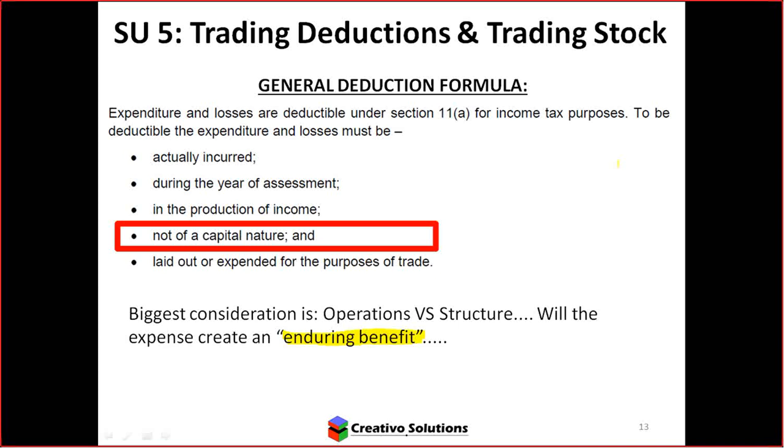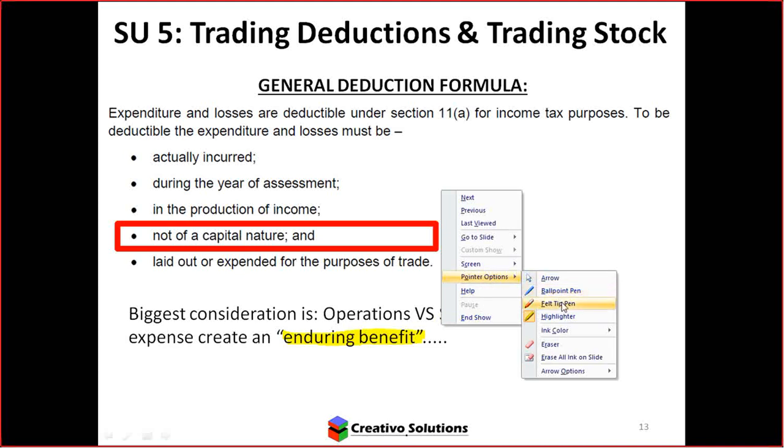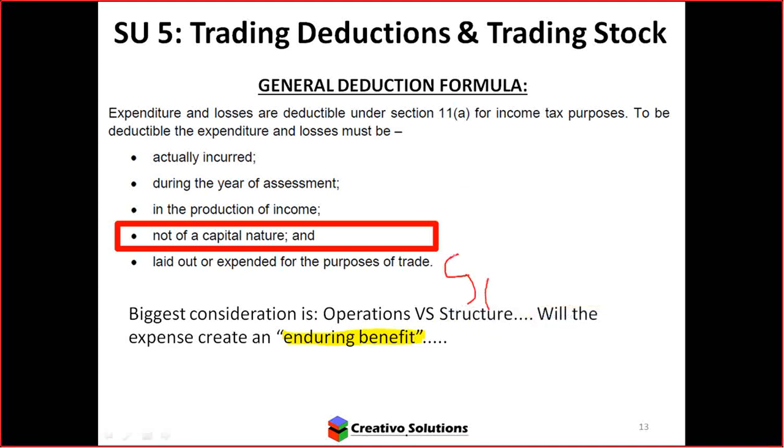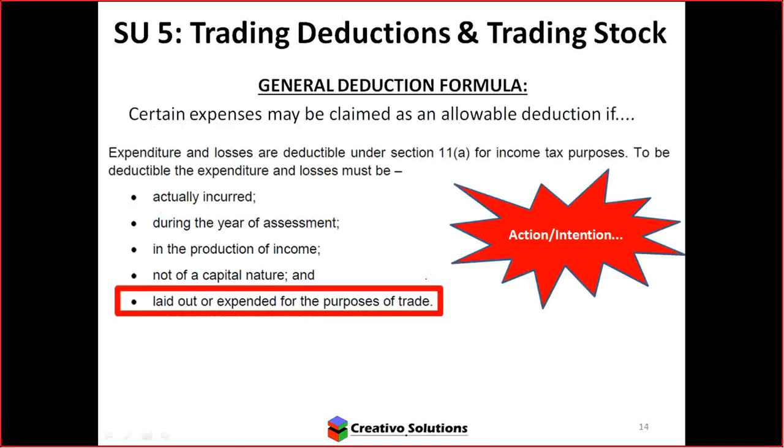Okay, but now after the photo shoot, do you still have the venue? No, sir. No, because the venue you probably would have rented out. Okay, and if you leased the venue, then that lease would have been seen as an expense, not an expense of a capital nature. That's the biggest consideration. Operations versus structure. I like the word structure because when I see that word, I think about the tree and the fruits. That's the best example I can give you for capital in nature.